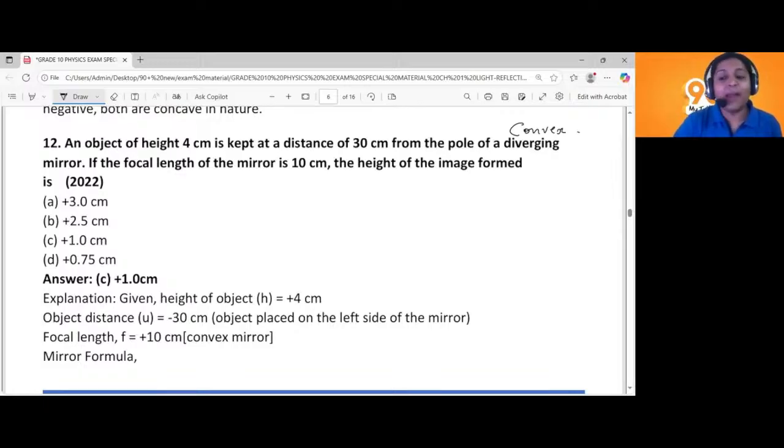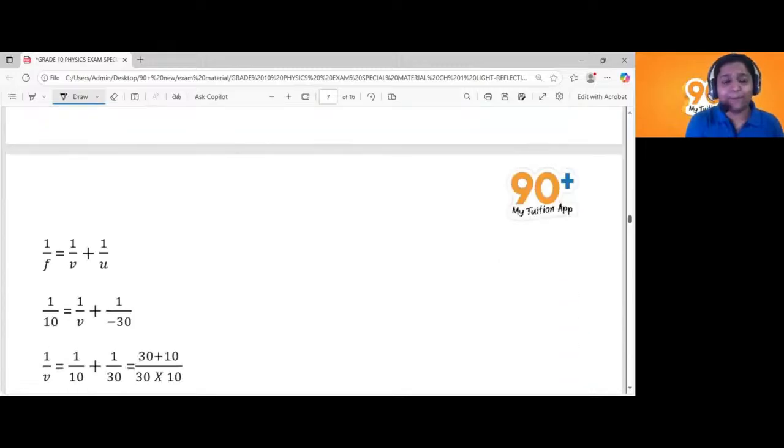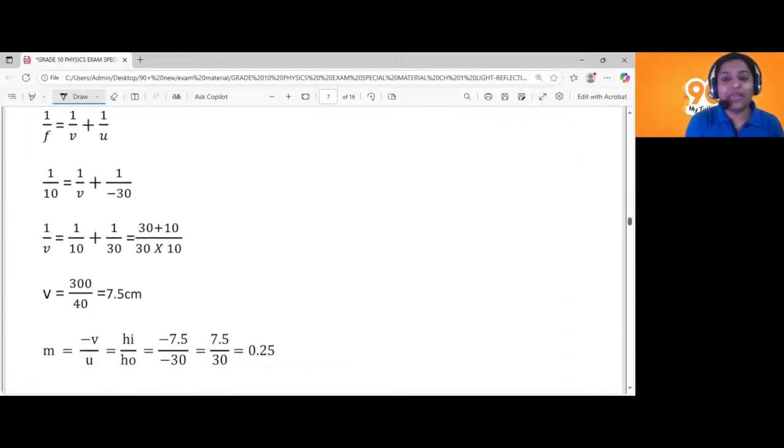So let's see which parameters are given here. The height of the object is 4 centimeter. And what is U? U is always negative. U is minus 30 centimeter. Focal length of a convex, diverging mirror is positive, so it is positive 10. Apply the mirror formula. 1 by F is equal to 1 by V plus 1 by U. 1 by 10 is equal to 1 by V plus 1 by minus 30.